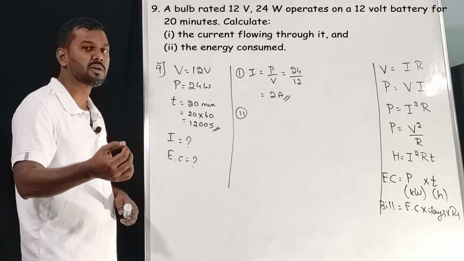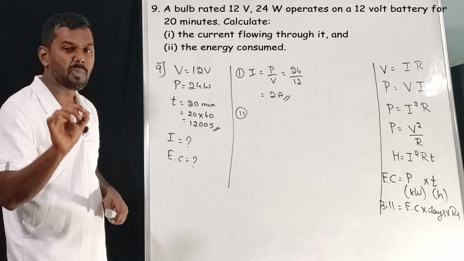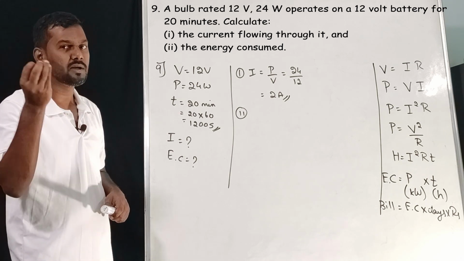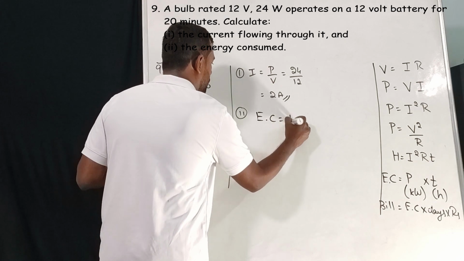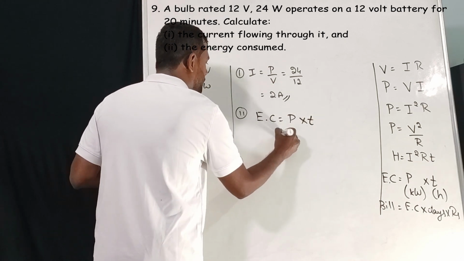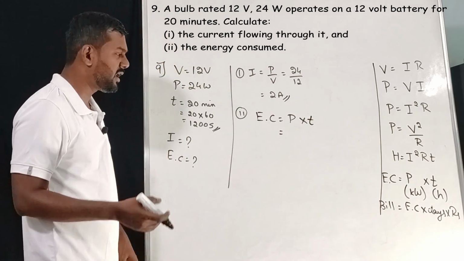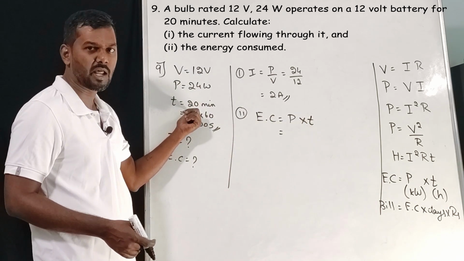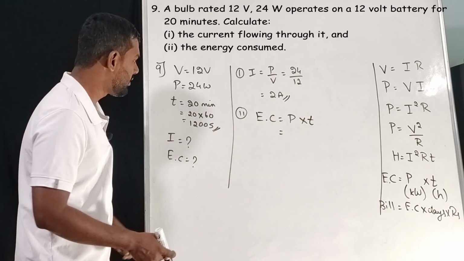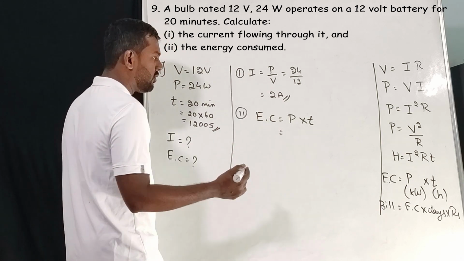To find the energy consumption in terms of joules, the power should be in watts and time should be in seconds. Very simple, keep that in mind. Energy consumption is equal to power into time. If it is in terms of kilowatt hour, it should be in kilowatts and hours, but that is not given in the question. Time is not given in terms of hours, so we have to go for the joule method only.